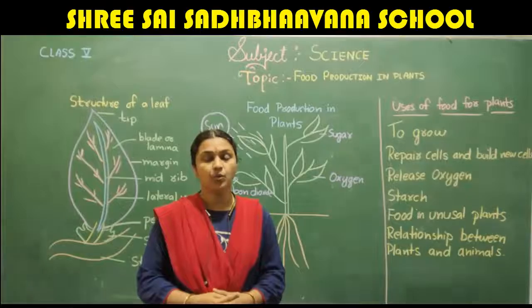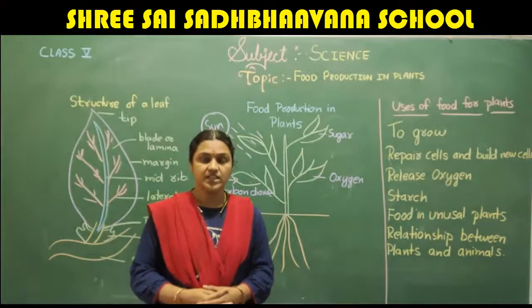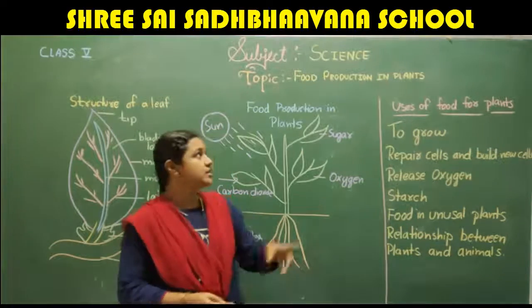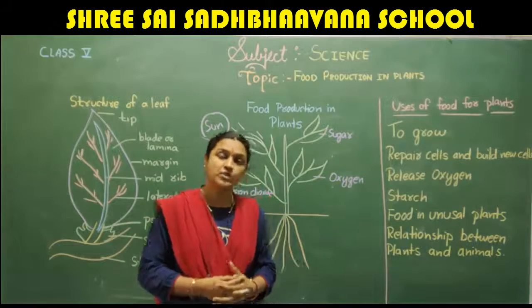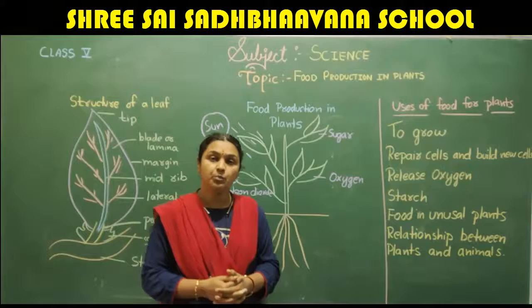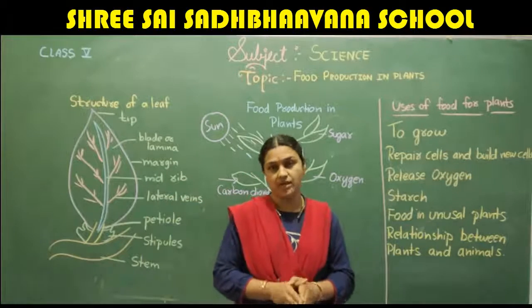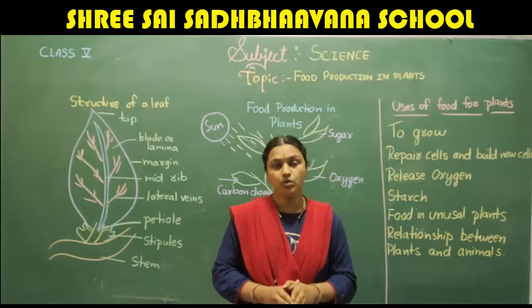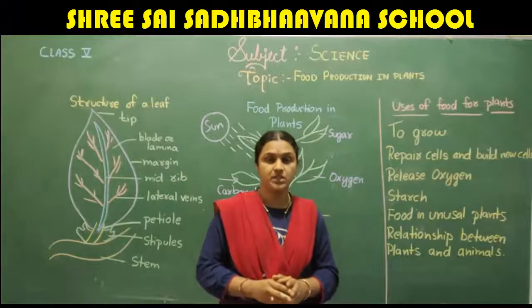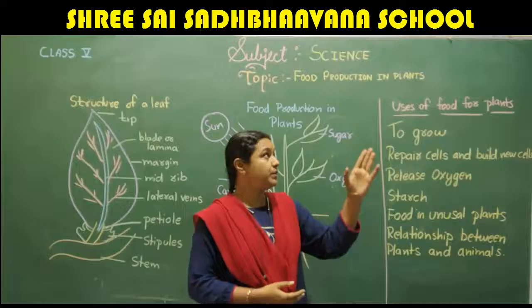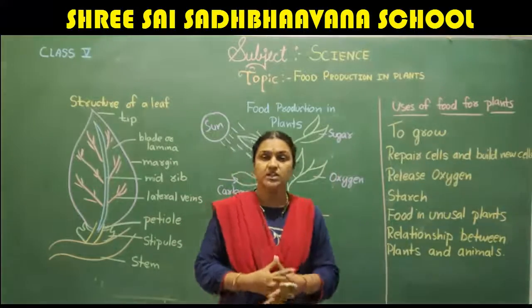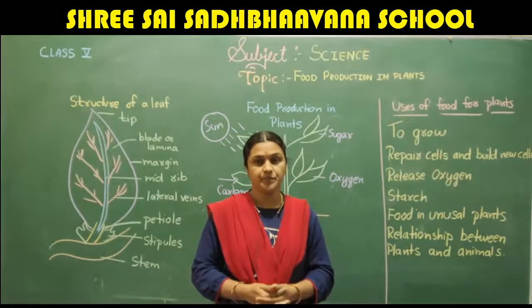Children, today we're going to learn the first lesson from your textbook, which is food production in plants. Now, before we start the lesson, it's important to know about the plant. We all know that there are two groups, the living thing and the non-living thing. And the plant comes under the living thing group.